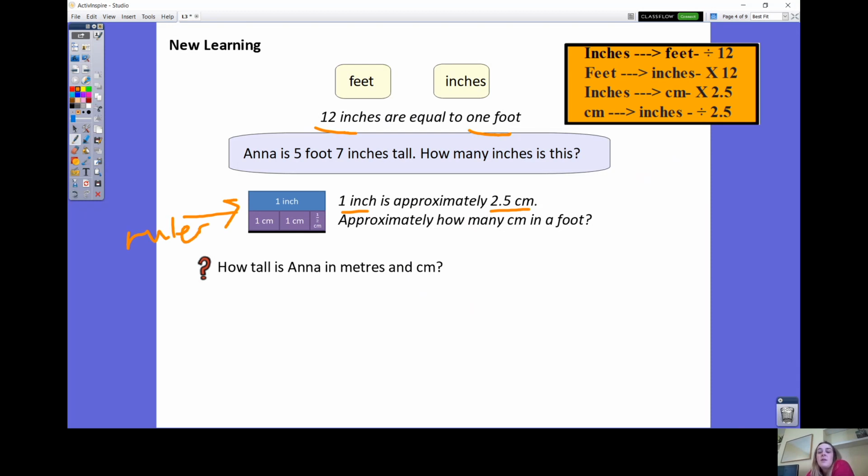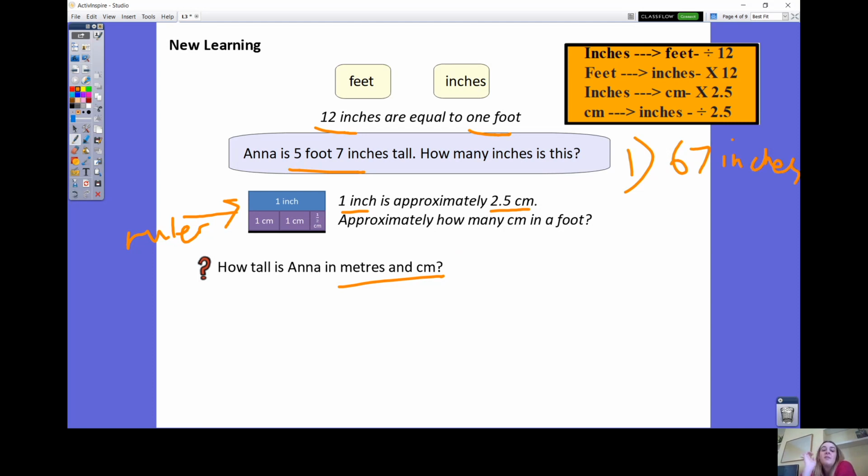So first step, what the question is asking you to convert is foot and inches to metres and centimetres. The first step in order to do this is to convert this measurement here into just inches. So I'm going to do this by doing 5 multiplied by 12, because there are 12 inches in 1 foot. So 12, 24, 36, 48, 60. Plus 7 is equal to 67 inches. So in just inches, 5 foot 7 inches is 67 inches.